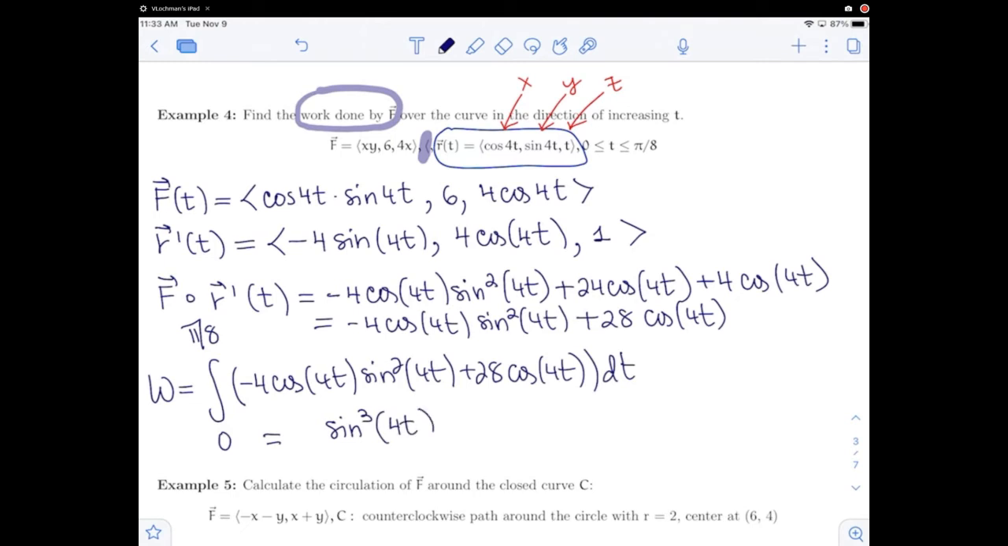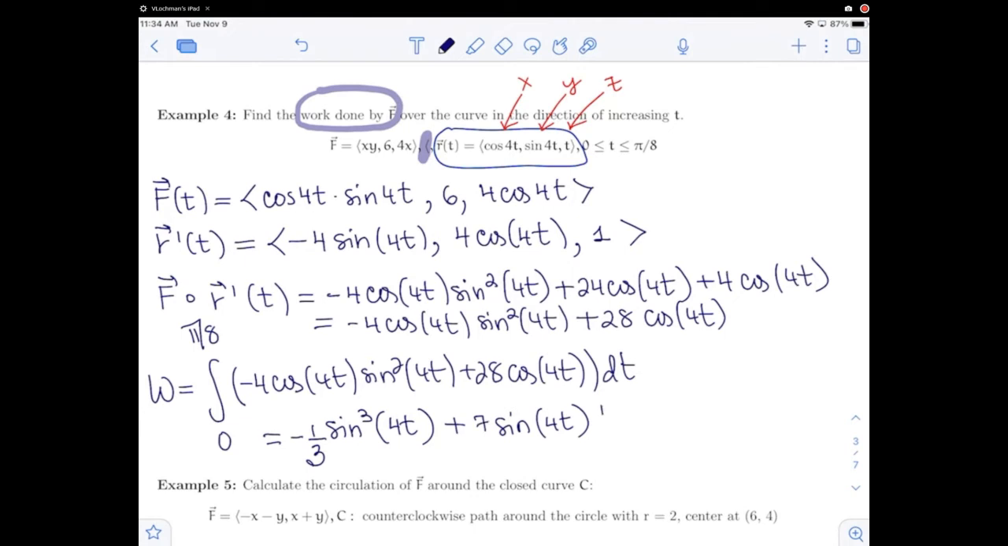And then we need to determine the constant. 4 is fine because that's the derivative of 4t, and cosine is the derivative of sine. But we need to take care of the negative and also the power of 3. So negative 1/3 sine cubed 4t. That's the antiderivative of the first part. This one is straightforward. The antiderivative of cosine is sine of 4t, and we need to take care of this constant, so this should be 7, because 7 times 4 will give us 28.